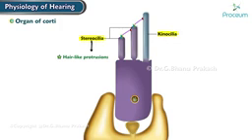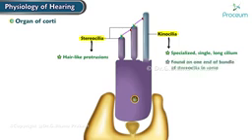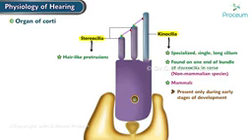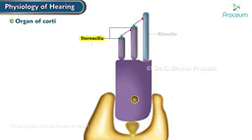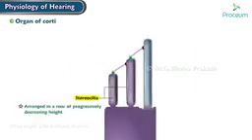Kinocilia, on the other hand, are specialized, single, long cilia found on one end of the bundle of stereocilia in some non-mammalian species. In mammals, kinocilia are only present during the early stages of development and are later lost as the hair cell matures. Stereocilia are arranged in a row of progressively decreasing height, with the tallest stereocilium located at one end of the bundle and the shortest at the other end. They are connected to each other by fine elastic structures called tip links.